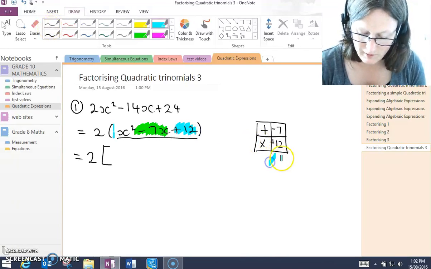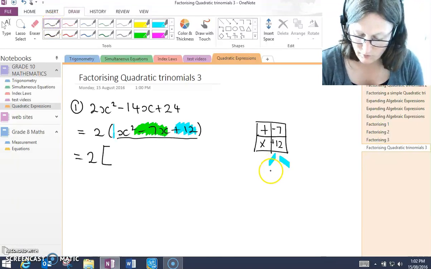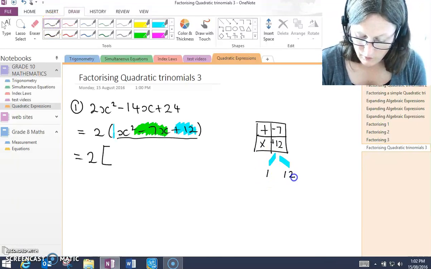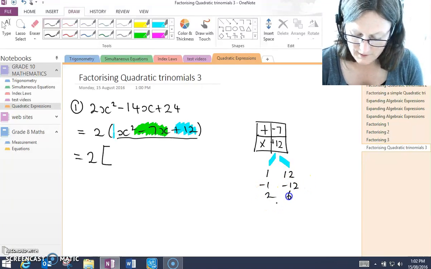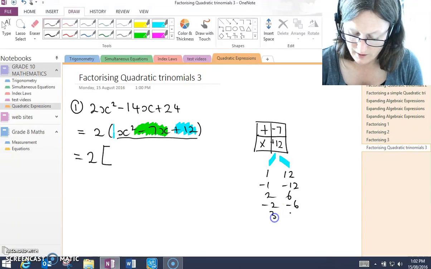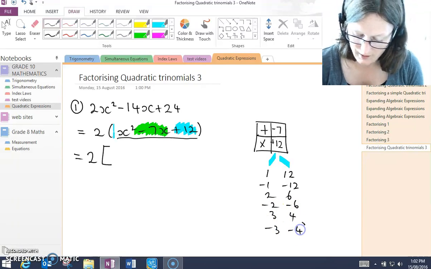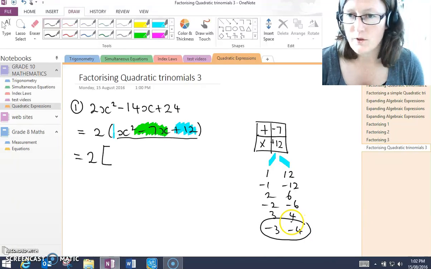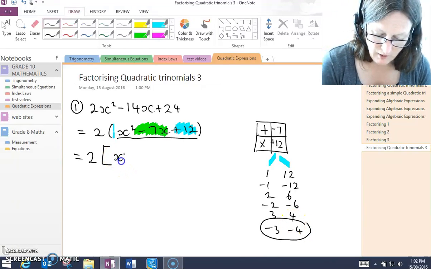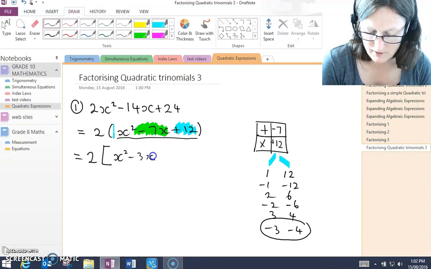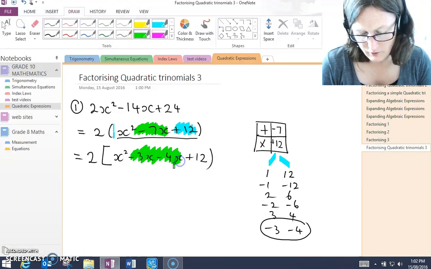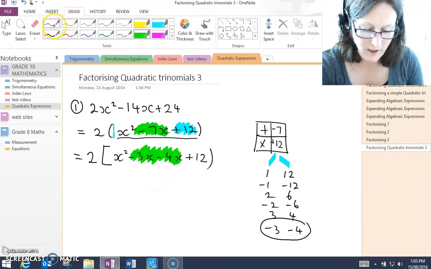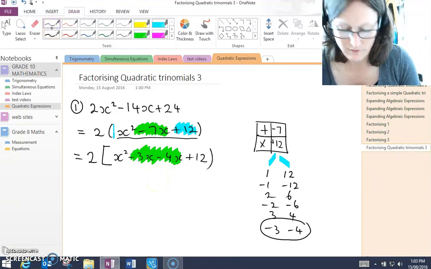So I write down all my factors of 12. My factors of 12 are 1 and 12. -1 and -12 also multiply to 12. 2 and 6, -2 and -6. 3 and 4, -3 and -4. This is the combination that also adds to -7. So I rewrite what's in the brackets, x squared minus 3x minus 4x plus 12. So just a reminder, what's highlighted in green is exactly the same. It's just written in a way to make it easier for us all to be able to factorise it.